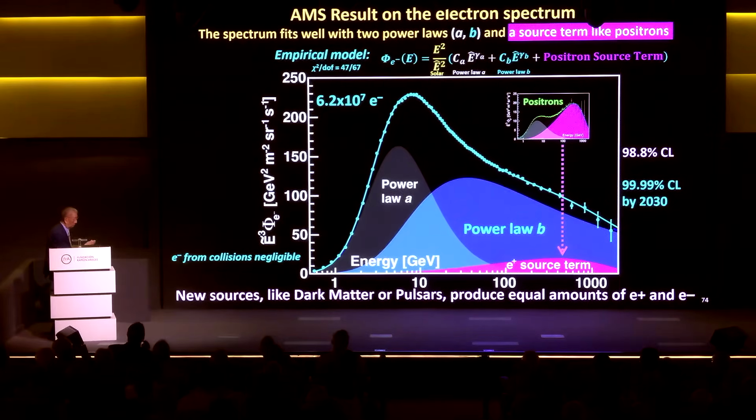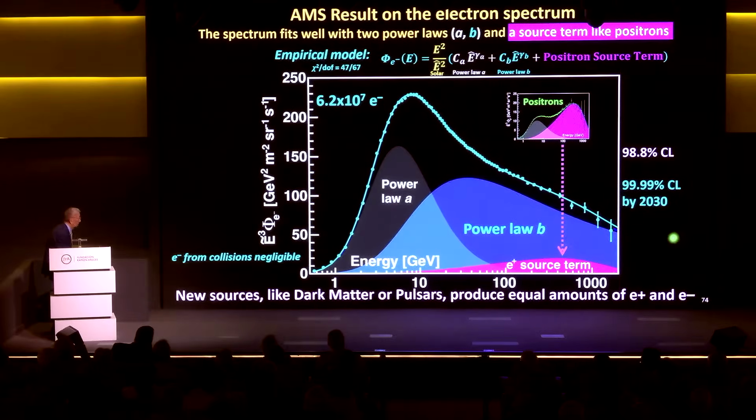Electrons also are unexpected. Electrons from collision are very small. Electrons can be explained by two power laws, Ca E^gamma_a and another power law, Cb E^gamma_b, plus the positron term that you take from the positron spectrum. And this confidence level is 98.8%. By 2030, it will be close to 1.